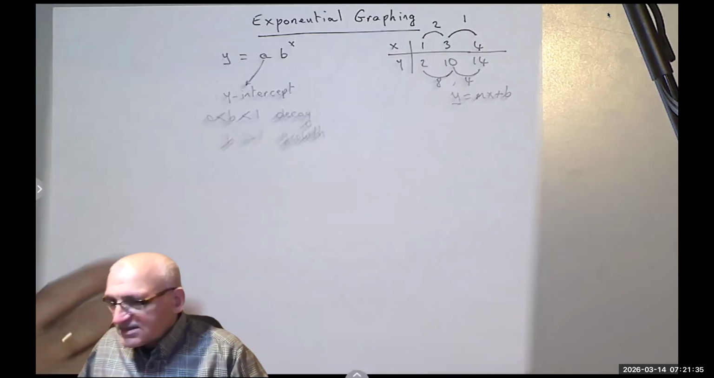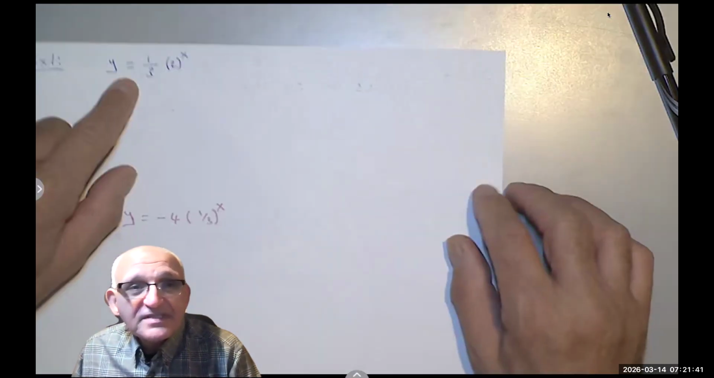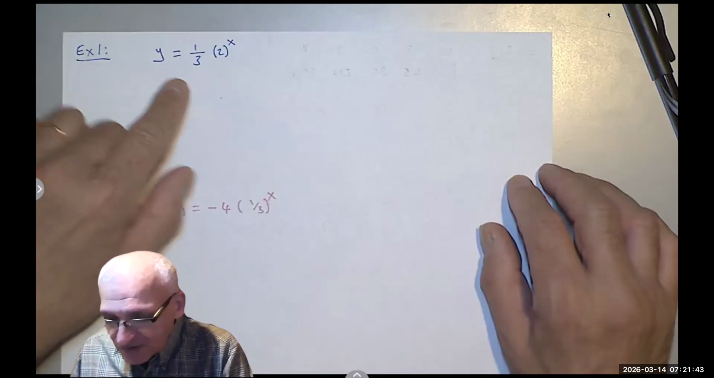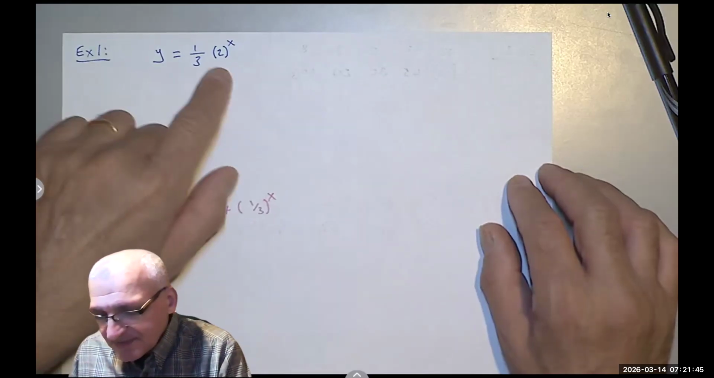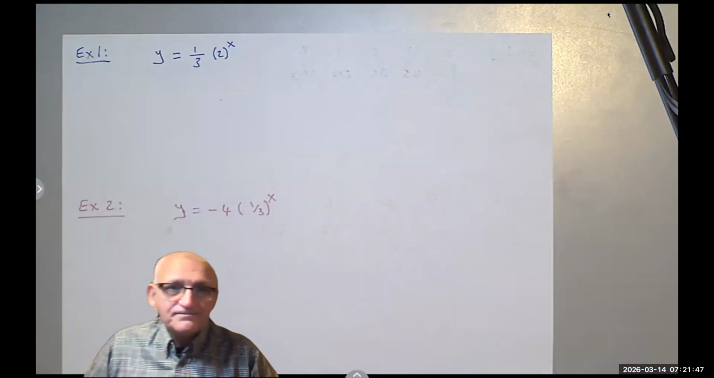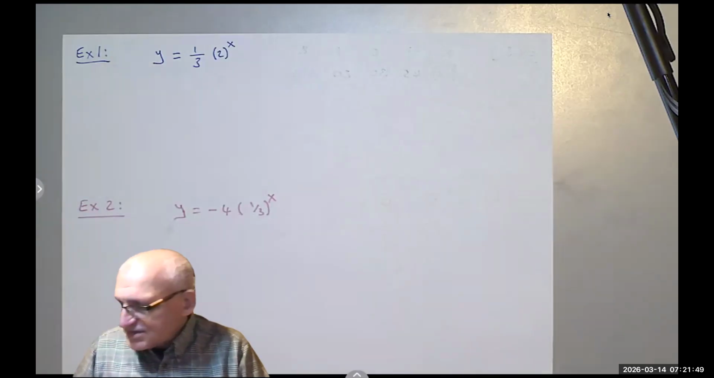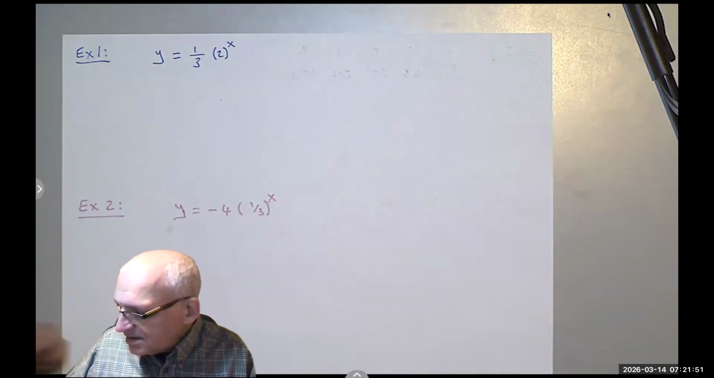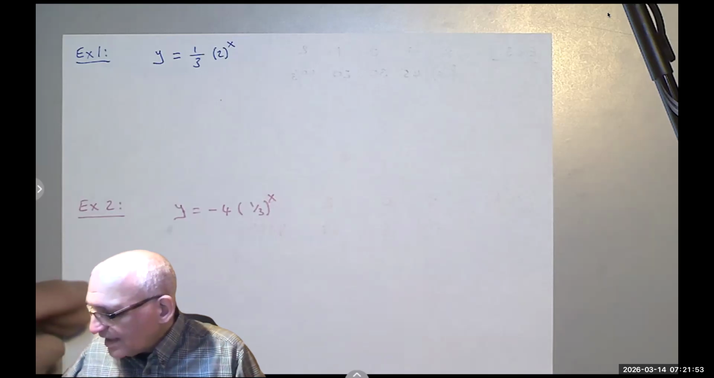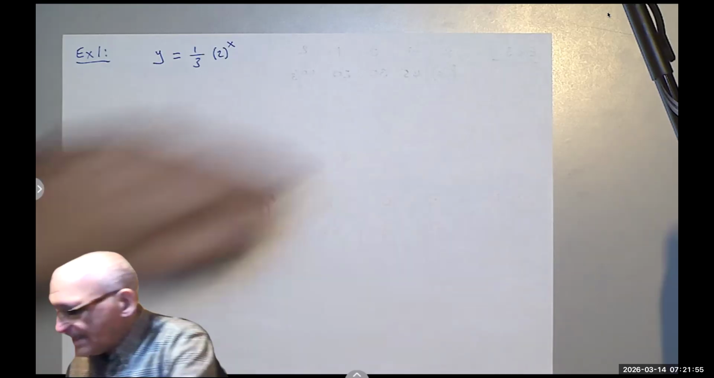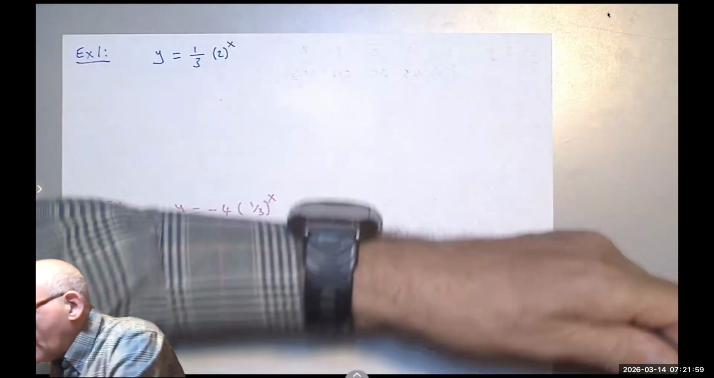But let's start with some examples here. We'll see how we plot them. So the first example says y equals 1/3 times 2 to the x. Usually they'll ask you to make a table of x and y values and then just plot that. That's the easiest way to plot any graph, right?